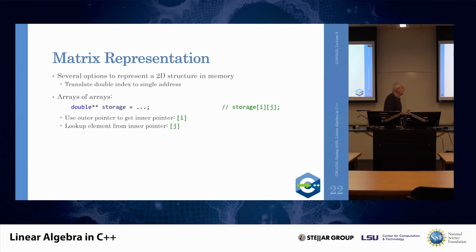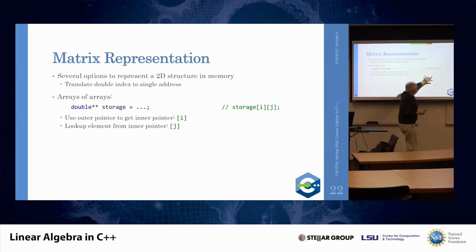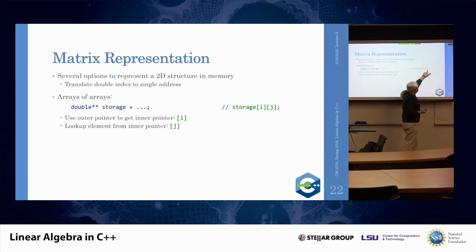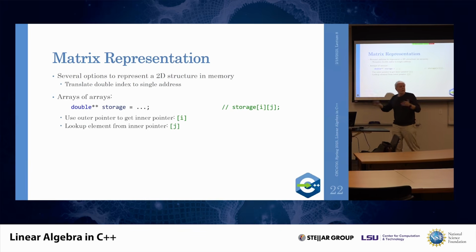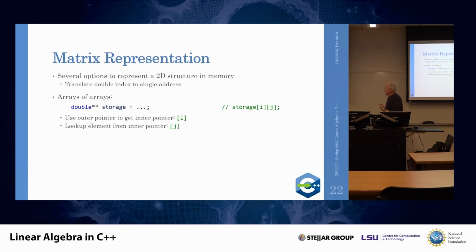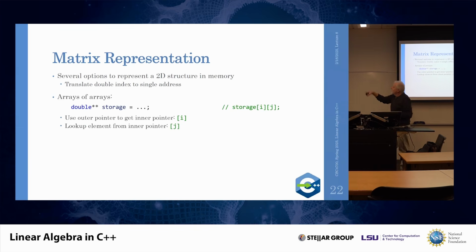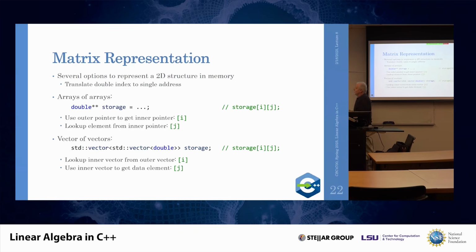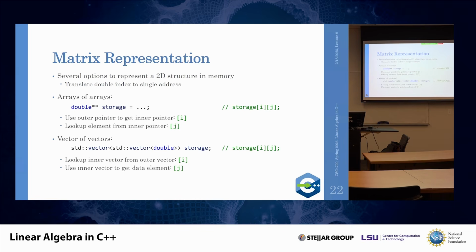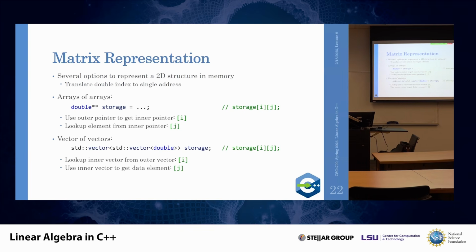So we use the outer pointer to get the inner pointer. So storage I is a pointer, and we use that as a reference to the array that has the corresponding j element. So we can look up the element from the inner pointer we get from storage I. Same thing if you have a double vector. If you have this, we could write it this way and we would get the right element. So again, we look up the inner vector from the outer one. If you think of having parentheses around the first storage I, you get the inner vector, and then you use j to index the inner vector.